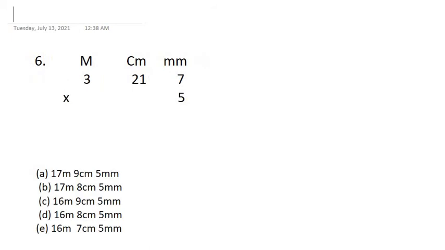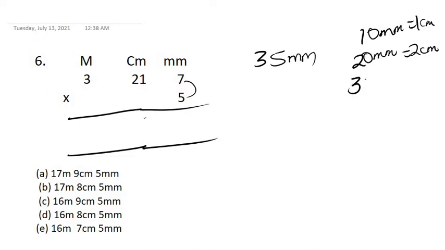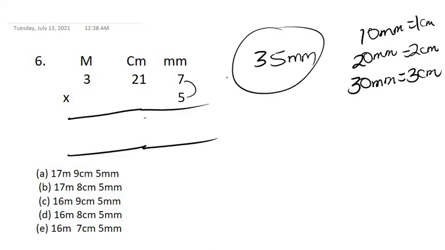Question 6. We are made to multiply this. 5 times 7 will give me 35. Not just 35, 35 mm, 35 millimeters. How many millimeters make 1 centimeter? 10. Since 10 millimeters will give me 1 centimeter, that means 20 millimeters will give me 2 centimeters. 30 millimeters will give me 3 centimeters, isn't it? So, how many centimeters can I get from 35 millimeters?